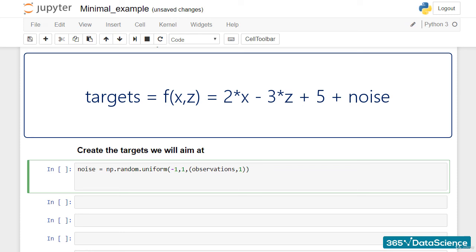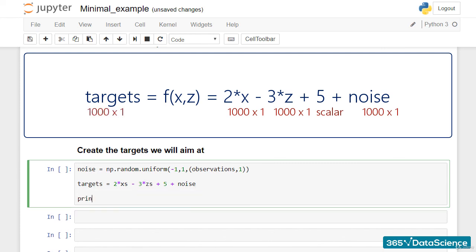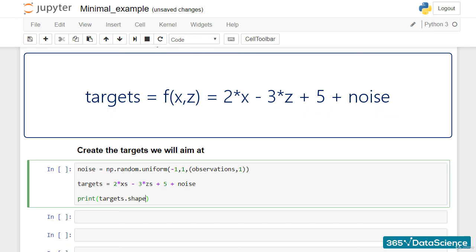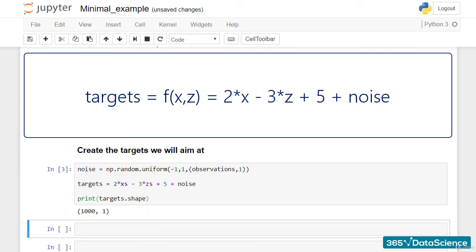Okay. The target values will be given according to the function we wanted. The proper line of code is targets equals 2 times the x's minus 3 times the z's, plus 5 plus the noise. The targets are a linear combination of two vectors 1,000 by 1, a scalar, and noise 1,000 by 1. Their shape should be 1,000 by 1. Let's check that. Cool. We have our inputs and the desired targets. It is time to create the algorithm.